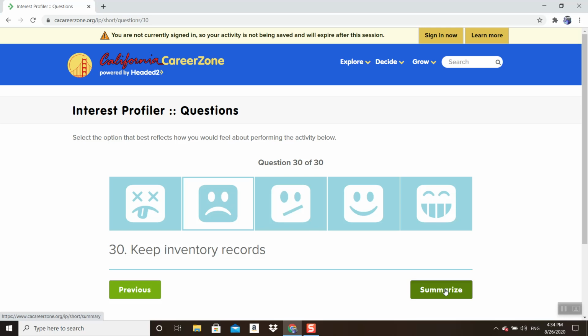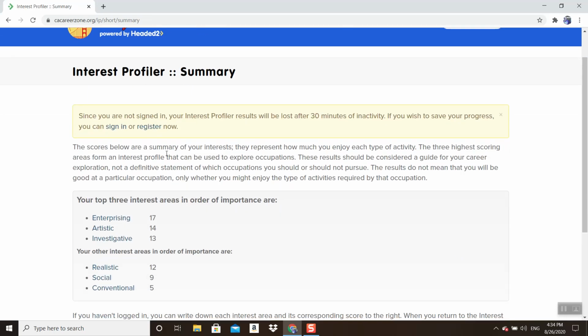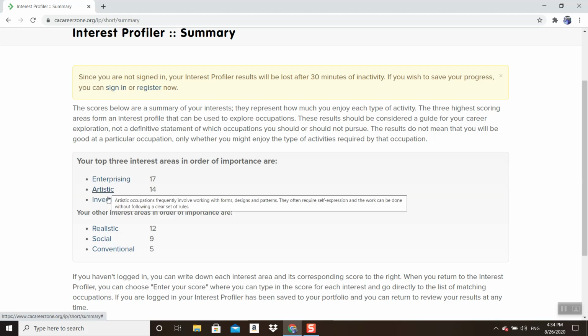All right, let's see what the summary says. Since your scores below are summaries of interest, they represent how much you enjoy each type of activity. The 3 highest scoring areas from an interest profile can be used to explore occupations. These results should be considered in guidance for your career. So it says I'm primarily enterprising, artistic, investigative.